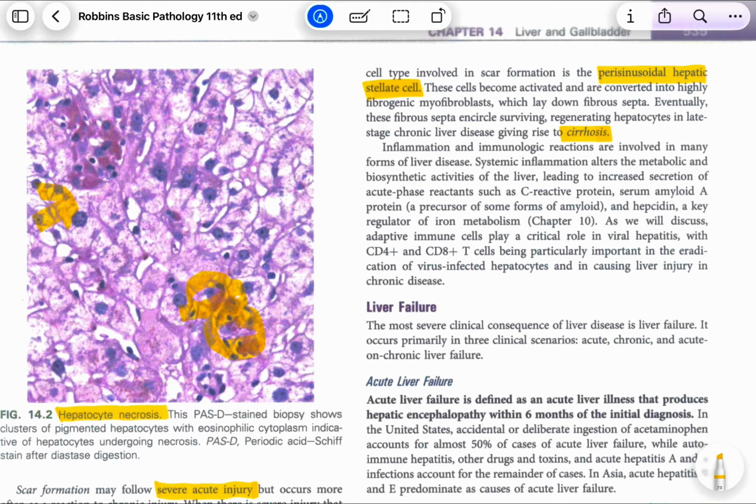Now, inflammation and immunological reactions are involved in many forms of liver disease. Systemic inflammation alters the metabolic and biosynthetic activities of the liver, leading to increased secretion of acute phase reactants such as CRP, serum amyloid A protein, which is a precursor of some forms of amyloid, and hepcidin, which is a key regulator of iron metabolism. As we'll discuss, adaptive immune cells play a critical role in viral hepatitis, with CD4 plus and CD8 plus T cells being particularly important in eradication of virus infected hepatocytes and in causing liver injury in chronic diseases.